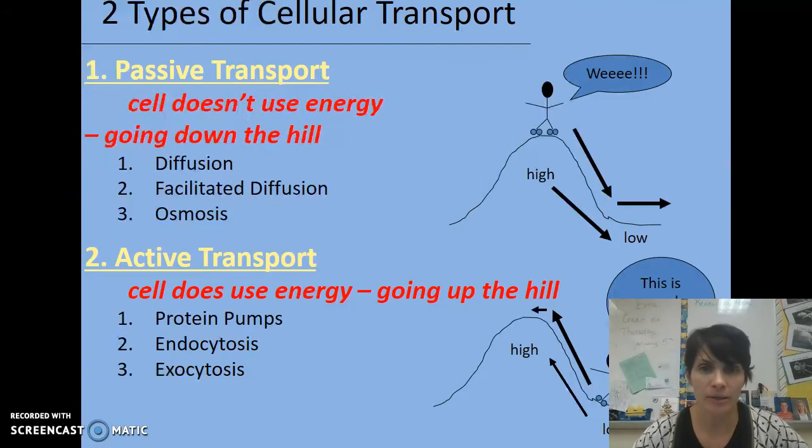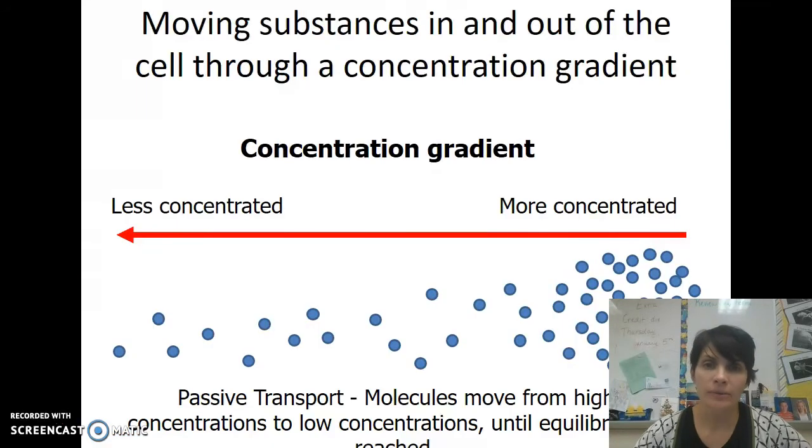It just happens, and it happens because of something called a concentration gradient. If these blue little circles are molecules, we would say there's a higher concentration over here, and down here there's a lower concentration. In passive transport, molecules move from a higher concentration to a lower concentration. We say it's moving down the gradient, like you on skates going down a hill. No energy is required.